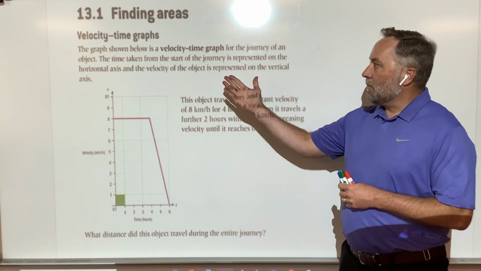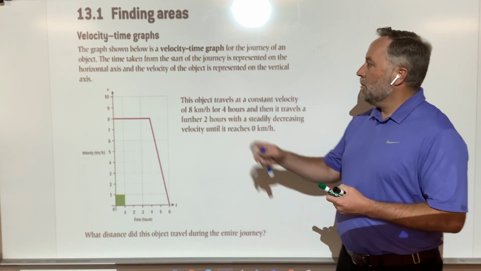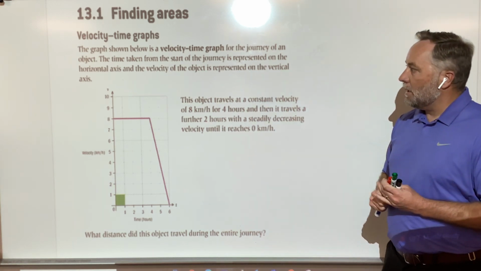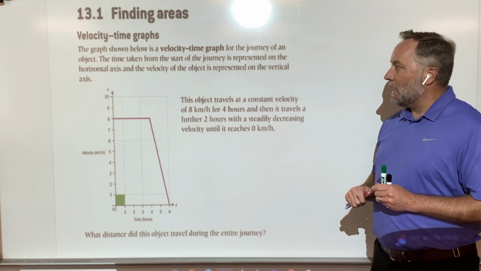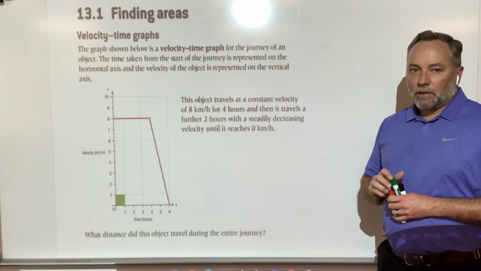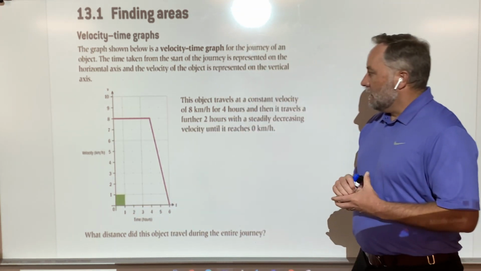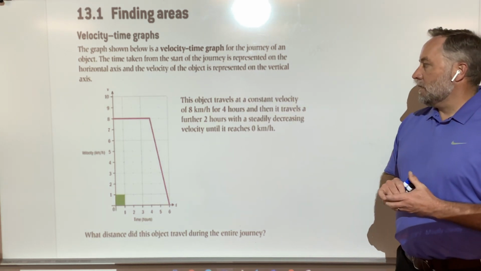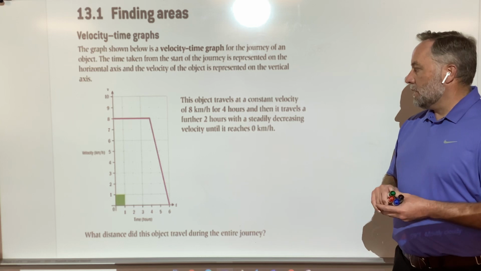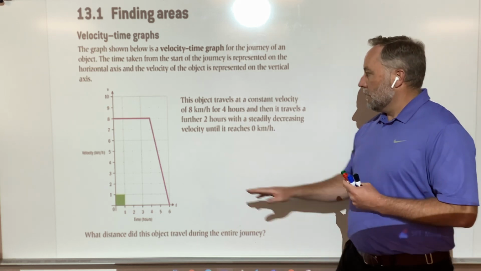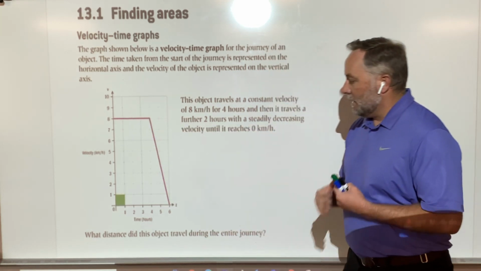So velocity time graphs, if you took physics, that should be another concept that's familiar to you. But the graph shown below is a velocity time graph for the journey of an object. The time taken from the start of the journey is represented on the horizontal axis, and the velocity of the object is represented on the vertical axis. So time is here, velocity is the y-axis. This object travels at a constant velocity of 8 kilometers for 4 hours, and then it travels a further 2 hours with a steadily decreasing velocity until it reaches 0. So here's the constant velocity there, and then it starts to decrease all the way until it hits 0.